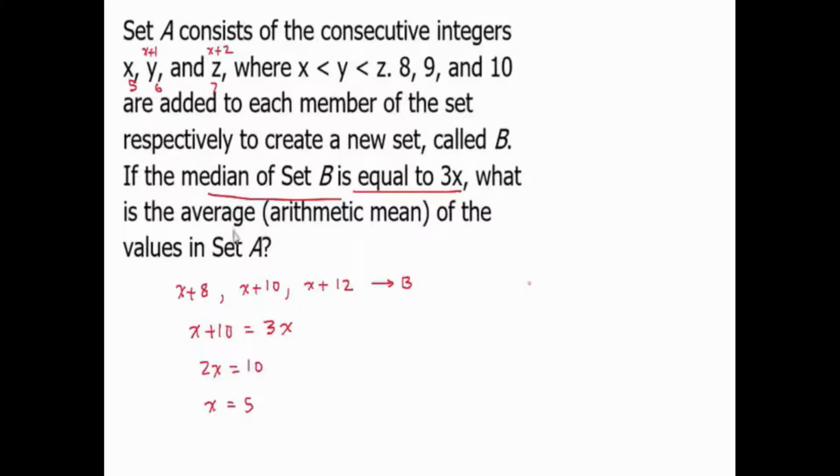And therefore we need to find the average of the values in set A, which is 5, 6, and 7. The average of 5, 6, and 7. Well, you can add them up and divide by 3. But the easier way, the quicker way is to note that these numbers are equally spaced, and for an equally spaced set of numbers, the mean is equal to the median, which is 6. So the answer is 6.